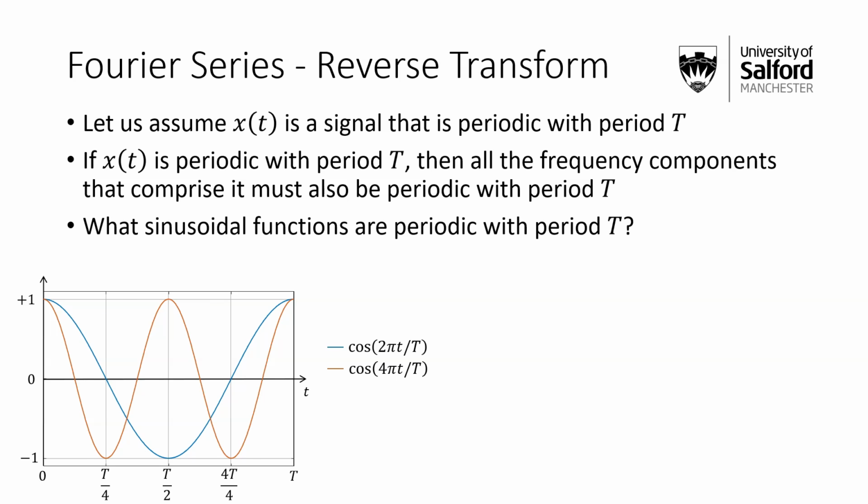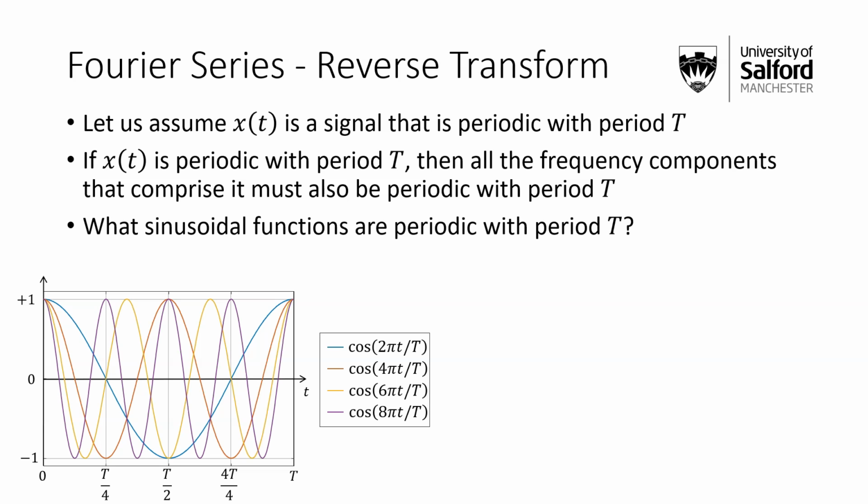And we can continue to build this up, so we could do 3 cycles in time big T, and that would also be valid. Or we could do 4 cycles, etc., etc. Just keep on building these components up. So any of these would satisfy this criteria of being periodic with period T.